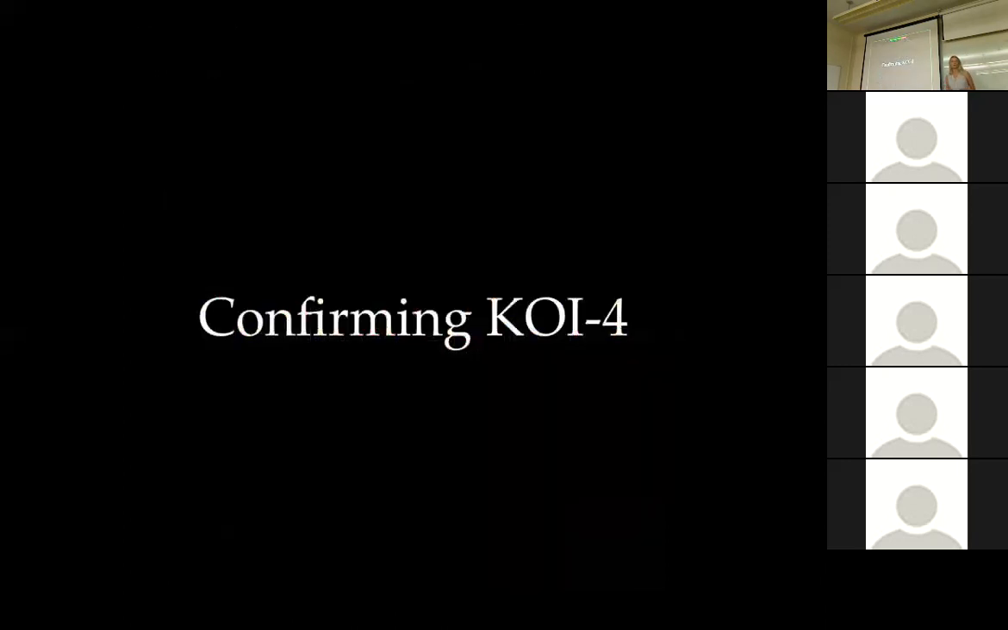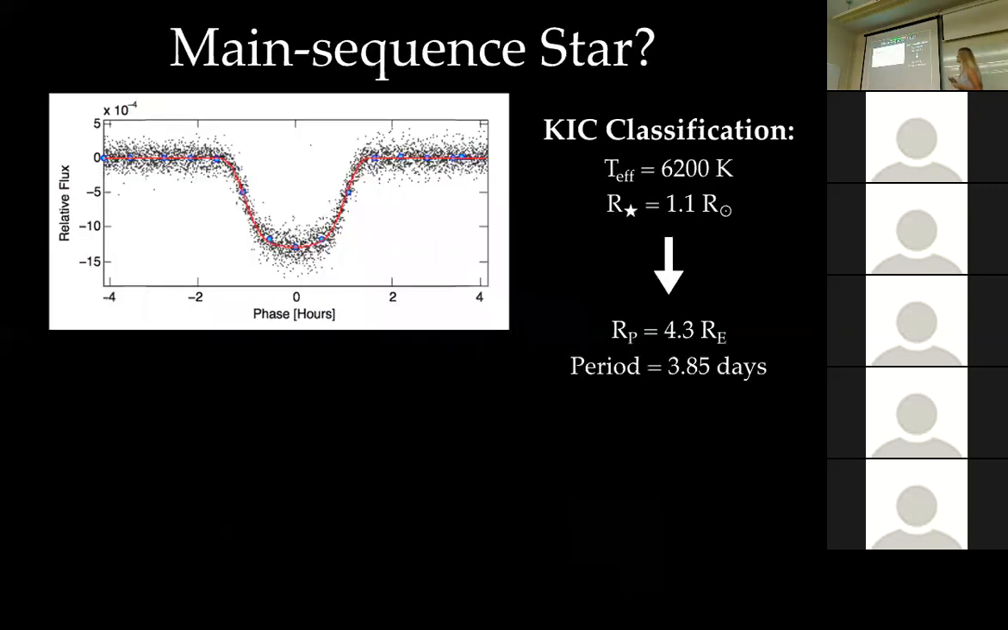So first, confirming the system, and more importantly, why was it not confirmed earlier? The initial Kepler Input Catalog classified KOI-4 as a main sequence star. It was a little bit hotter than the sun, but approximately the same size. And as Dan just expressed earlier, what we're looking at here is a primary transit, where the delta here is proportional to the ratio of the sizes of the planet and star. Because we have the size of the star, we can back out the planet radius.